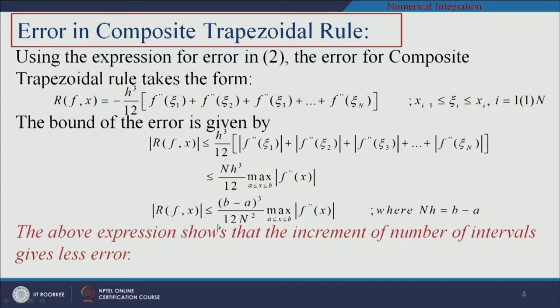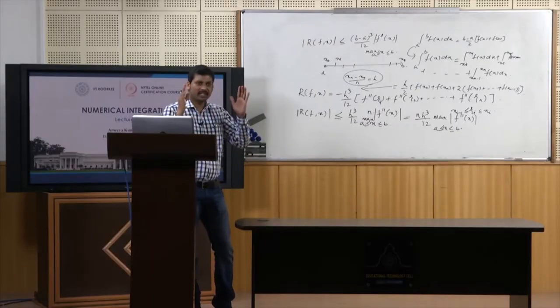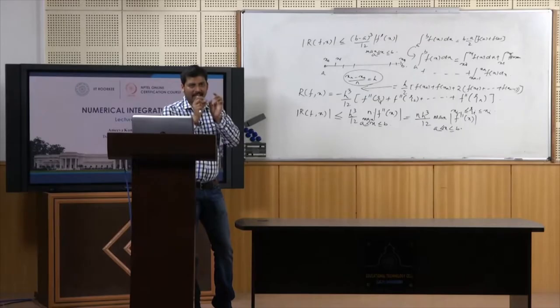And this above expression shows that increasing the number of intervals gives less error, in comparison to the earlier one. If you take the total interval with a single step of the composite rule, then we will have a larger error. If you subdivide each of the sections, then we can have less error, since in each of these intervals this error will be reduced. That is why we use this composite formula to get a better result.